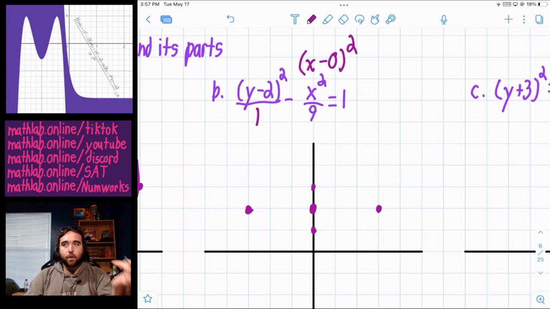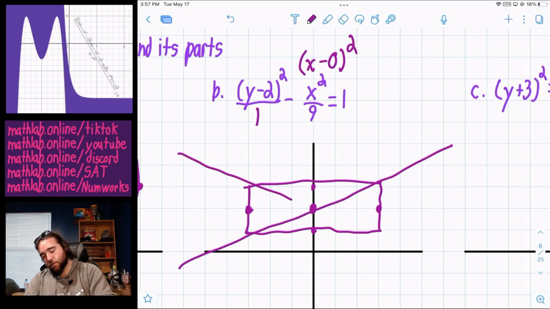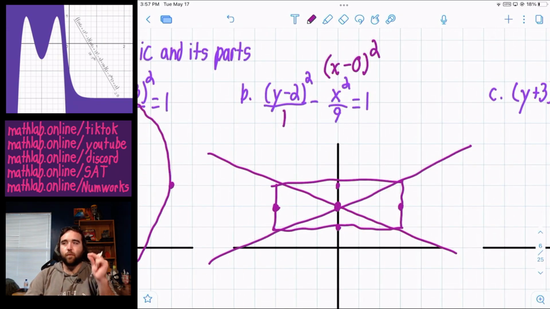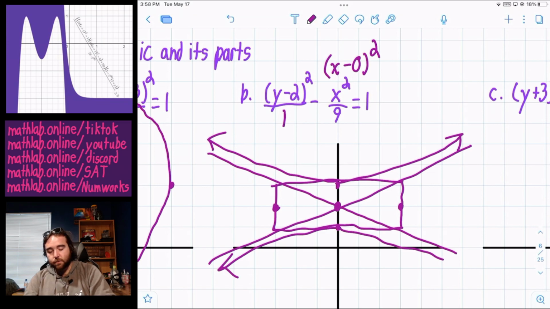But then this is a hyperbola, not an ellipse. So instead of drawing the ellipse, for hyperbolas, you draw a box, you draw the diagonals of the box, and then you decide which way it's opening. So this is y first, so that means it's opening up and down. So your hyperbola is looking like that and like that.